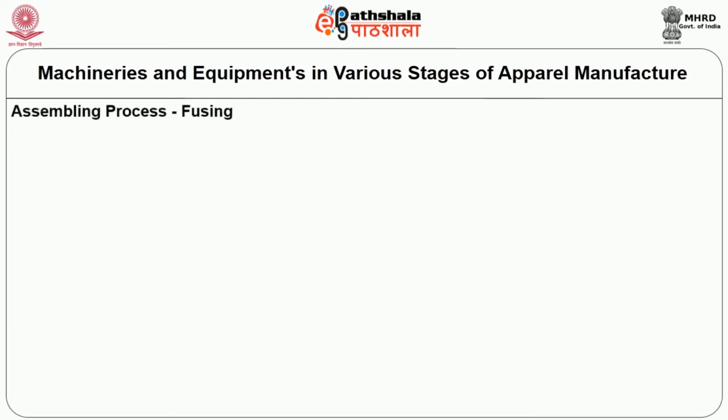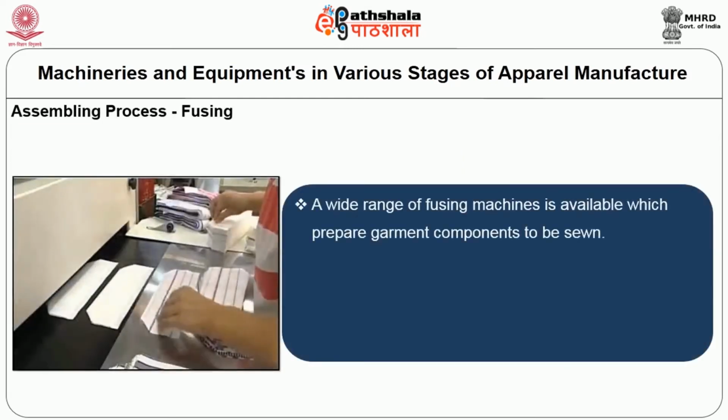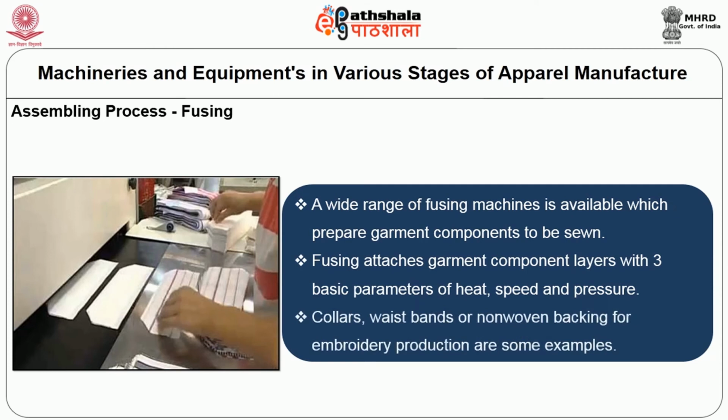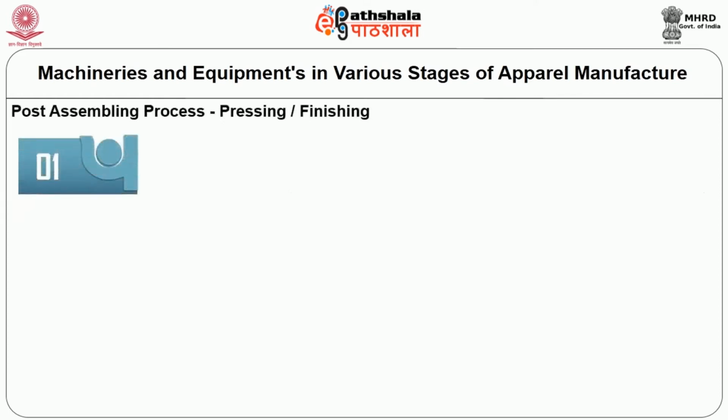So now let us have a look at the fusing machine. A wide range of fusing machines is available which prepares garment components to be sewn. Example is a collar. Fusing attaches garment component layers with three basic parameters of heat, speed, and pressure. So collars, waistbands, or non-woven backing for embroidery production are some examples, and that's a machine which helps us in fusing. We are done with the assembling processes.